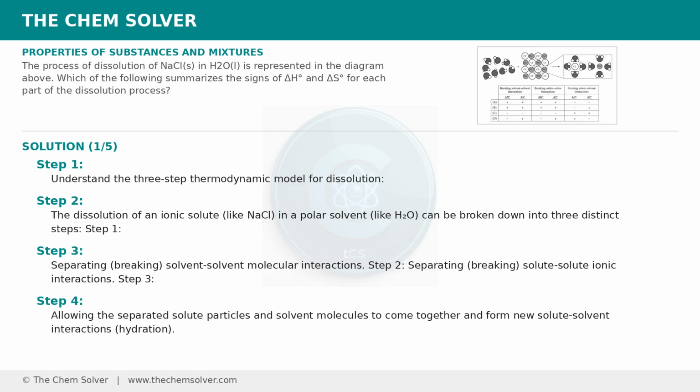Understand the three-step thermodynamic model for dissolution. The dissolution of an ionic solute, like NaCl, in a polar solvent, like H2O, can be broken down into three distinct steps. Step 1. Separating, breaking, solvent-solvent molecular interactions. Step 2. Separating, breaking, solute-solute ionic interactions. Step 3. Allowing the separated solute particles and solvent molecules to come together and form new solute-solvent interactions, hydration.